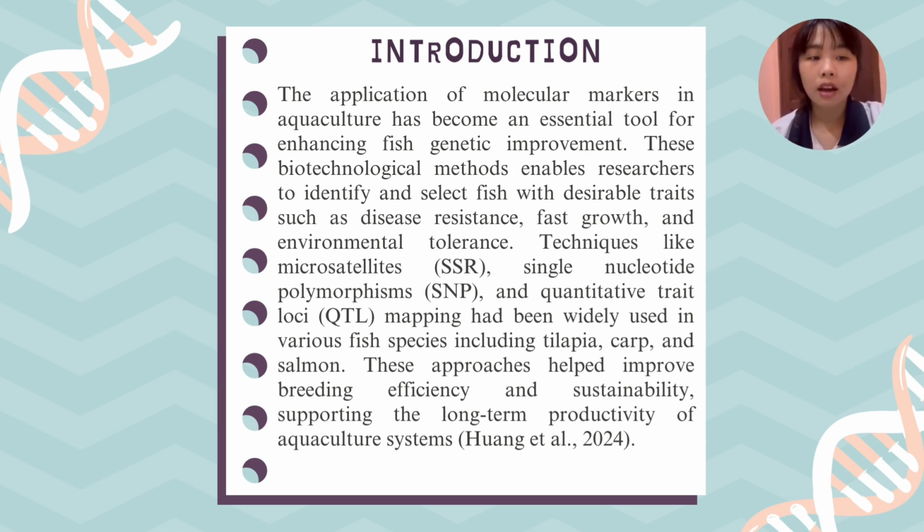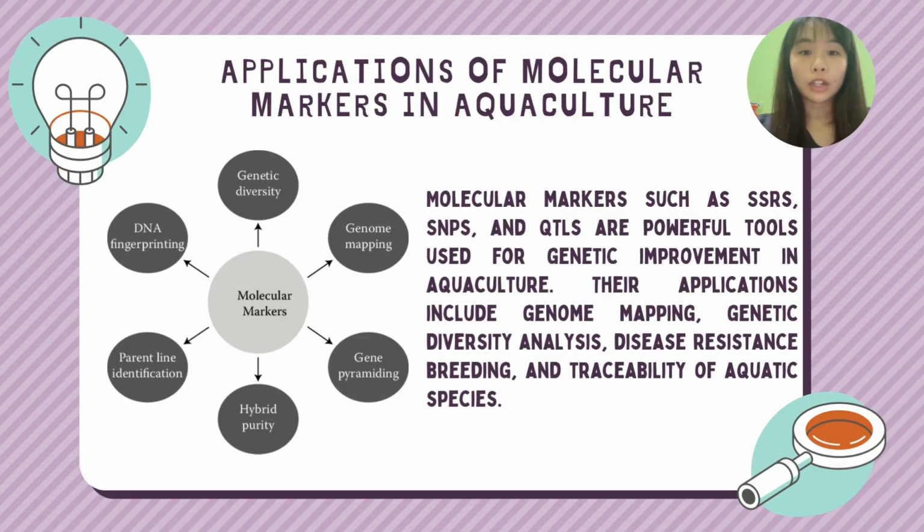These techniques help improve breeding efficiency and sustainability, supporting the long-term productivity of aquaculture systems. I will go through the application of molecular markers in aquaculture. The first is molecular markers such as SSRs, SNPs, and QTLs are powerful tools used for genetic improvement in aquaculture. Their applications include gene mapping, genetic diversity analysis, disease-resistant breeding, and traceability of aquatic species.